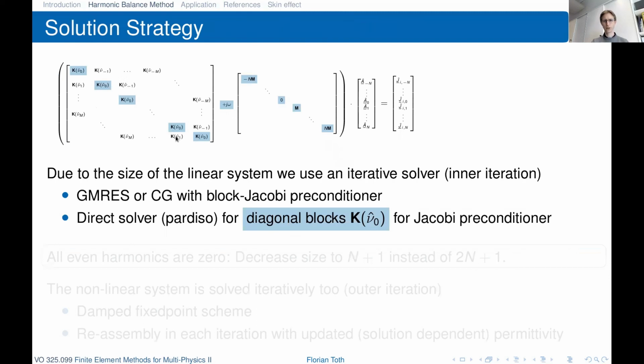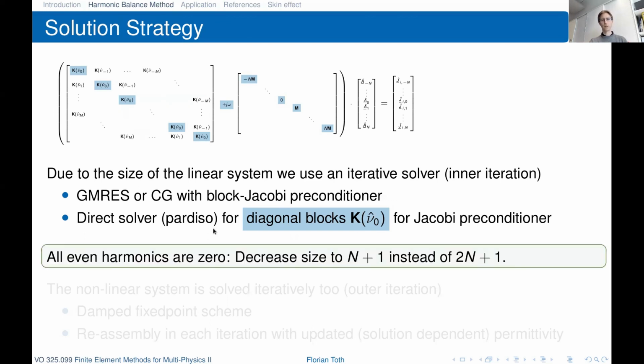So let's look at the solution strategy. How can we solve this non-linear system? First off, we have a large linear system, and typically, due to the size of the system, we use an iterative solver for the linear system. Here, GMRES or conjugate gradient with an appropriate block-Jacobi preconditioner works well in electromagnetics. And in fact, the preconditioner is used from the Pardiso linear solver in our case.